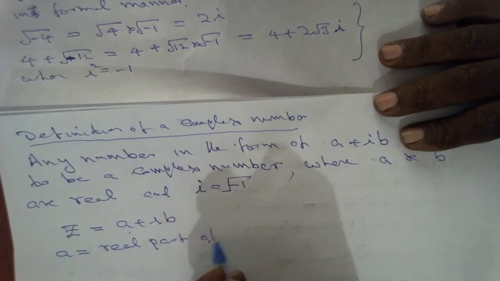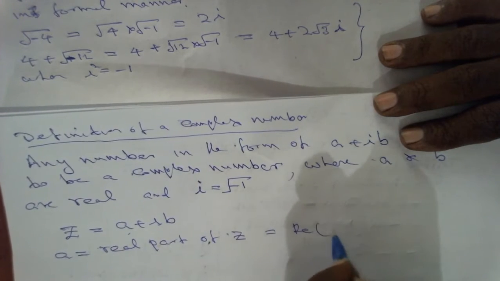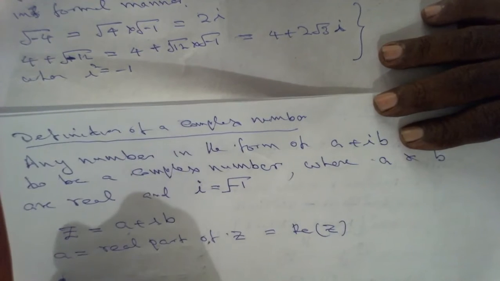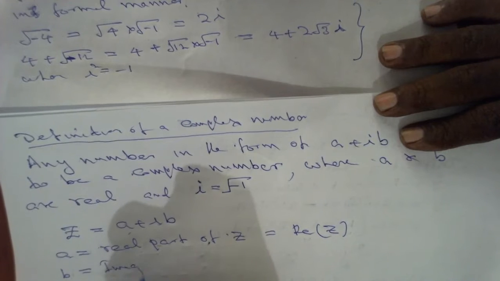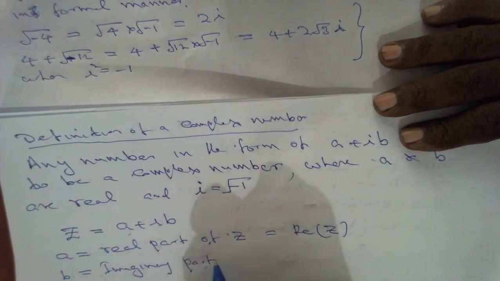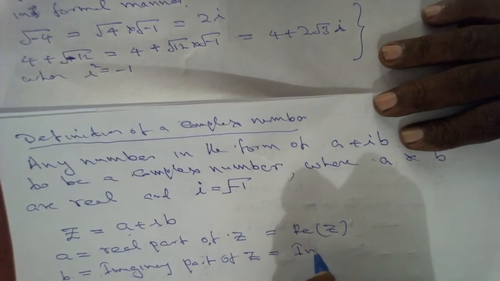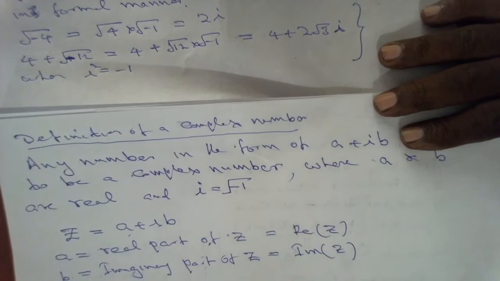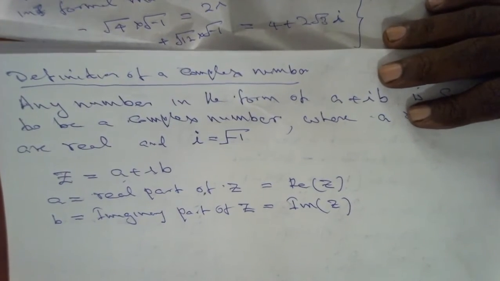Real part of z, also written real z. This is denoted by real z. B equals the imaginary part of C, that is known as implicit. Is it clear? Yes, sir.